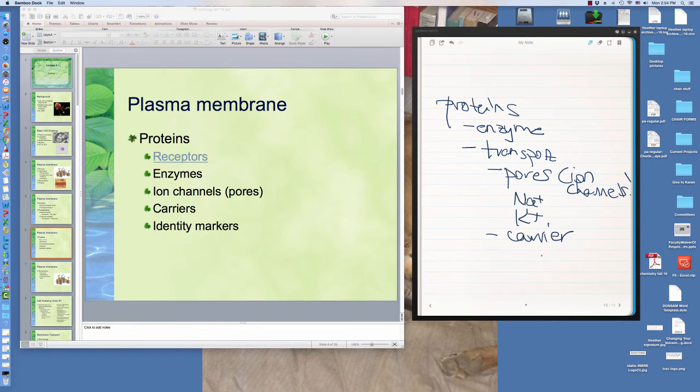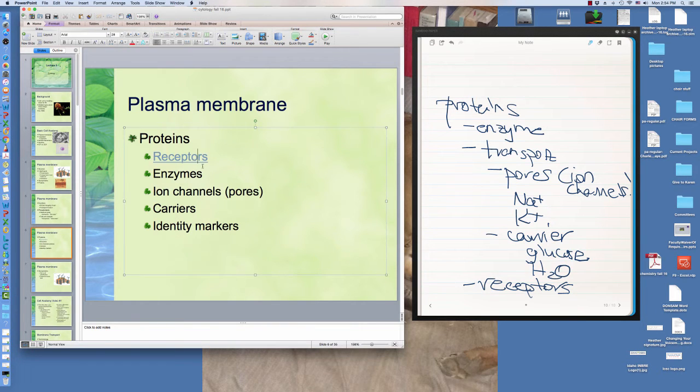And it moves non-ionic substances. So glucose, for example, sometimes moves through a carrier. Water might move through a carrier. So we'll talk more about these specific types of proteins as we go along. And the other main function of proteins on the cell membrane or plasma membrane are what are referred to as receptors. So I'm going to click this link and we'll watch a short video about an example of what receptors do.